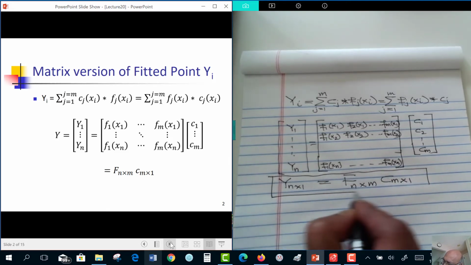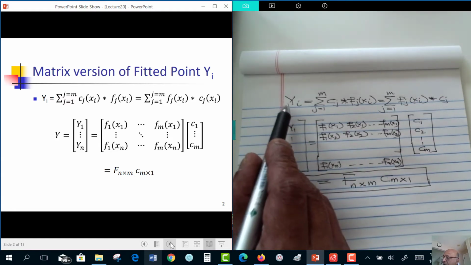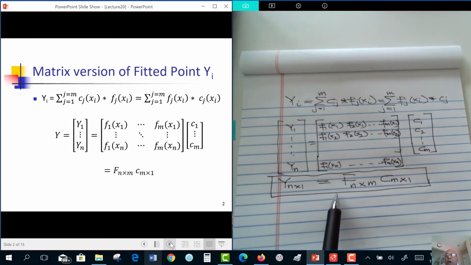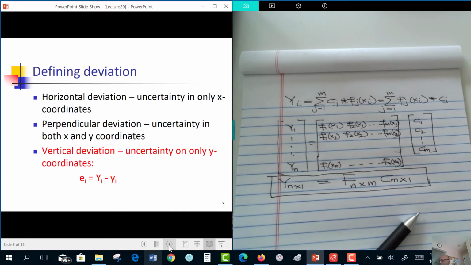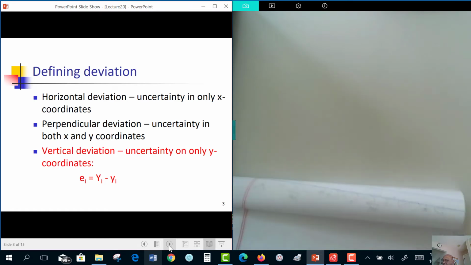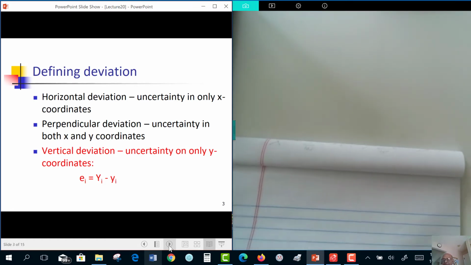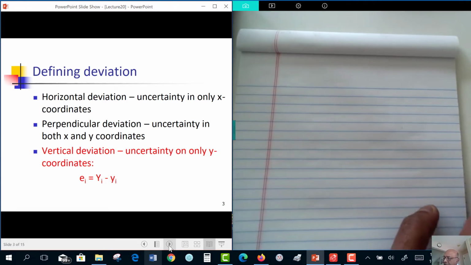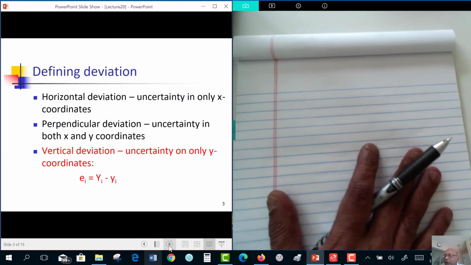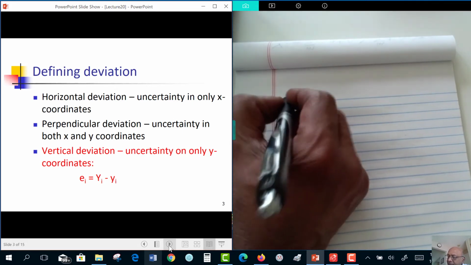So you see that we have written this entire set of equations, n equations remember, in this very compact matrix form. So let's talk about what we mean by deviations. Remember, our criteria was that our curve should be unique and minimize deviations.